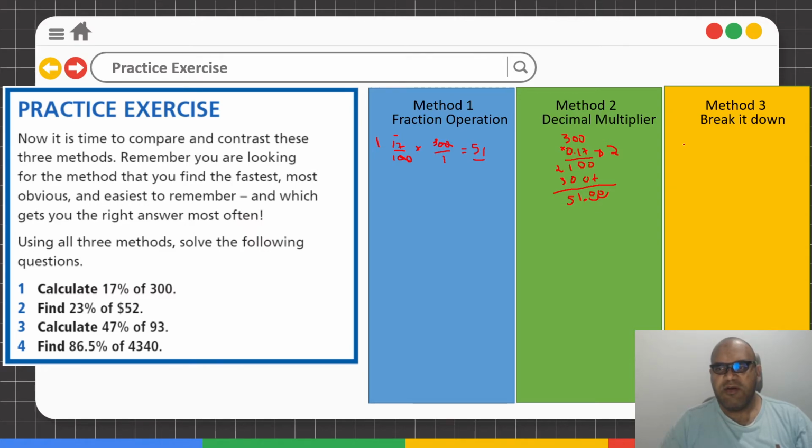Okay? How do we break it down? Now 100% is 300. A half of this, 50%, is 150. 10% is 30. And 5% is 15. 1% is 3 over here. And 2% is 6.